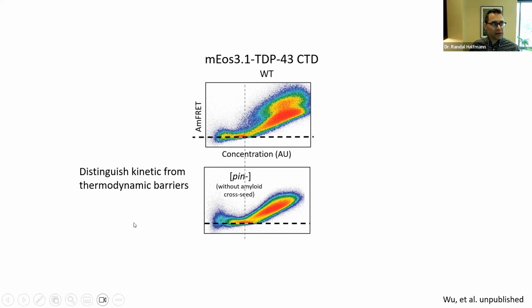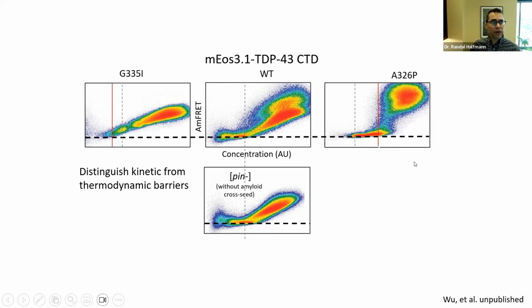So that tells us that we can use this and the relative dependence of each transition on concentration to distinguish kinetic from thermodynamic barriers. We can also, of course, probe sequence very easily. Again, this is a single genetic construct. So in this case, we looked in the literature to find mutations that were known in vitro to either lower the phase boundary or increase the phase boundary, and we see exactly the same effect.